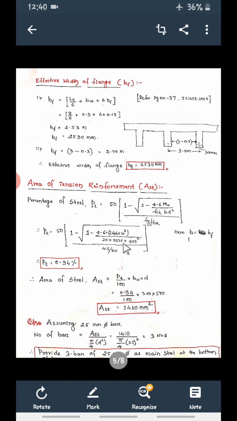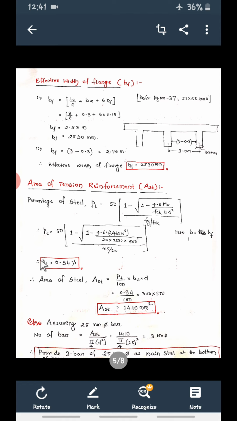Not this bf, bw. It is the bf, the effective width of the flange, that you have to substitute. So it is 2530 into the effective depth of 500 mm square, divided by fck, times fy upon fck. The percentage comes out to 0.94%. The percentage of steel is 0.94, but we want area. Area of steel is equal to what?